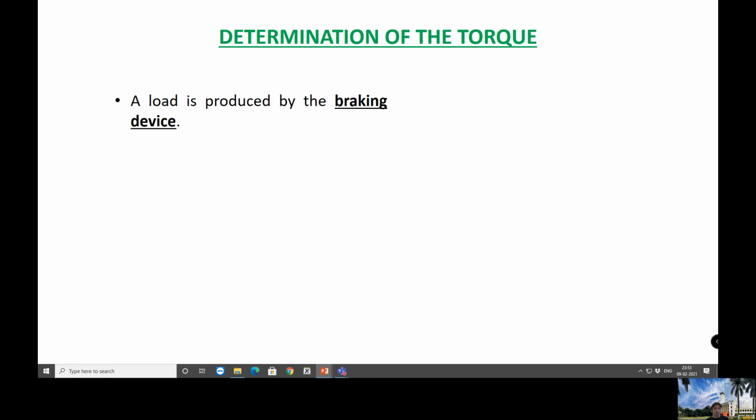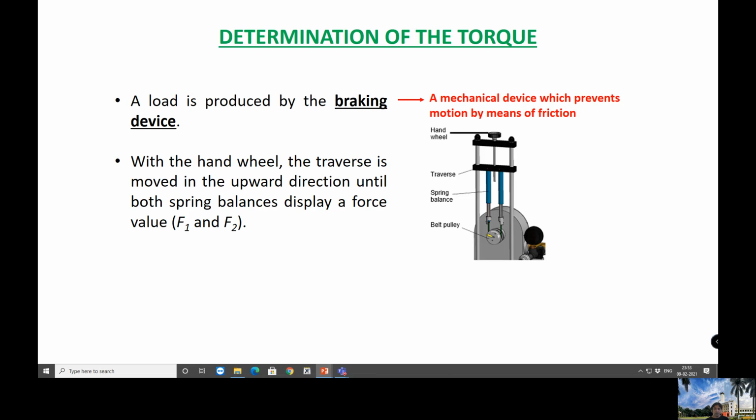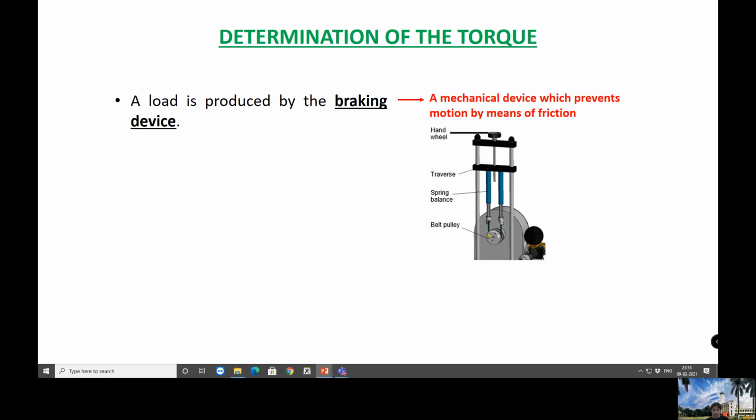Now important is the determination of torque. As I told you, the load is produced by the braking device. The braking device is a mechanical device which prevents motion by means of friction. You see, this is the belt pulley. This is the whole braking device.